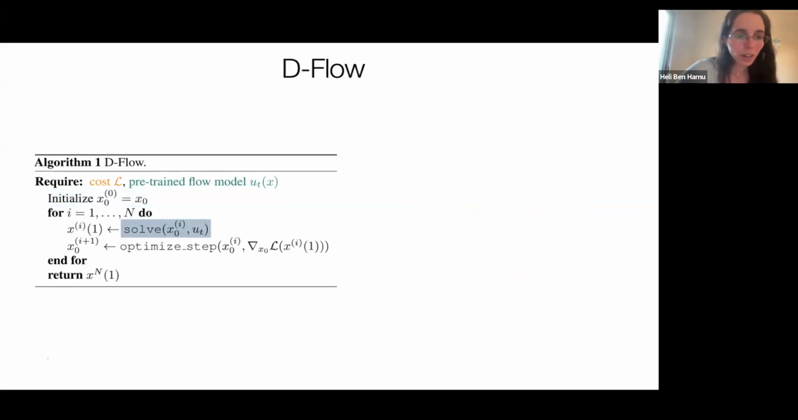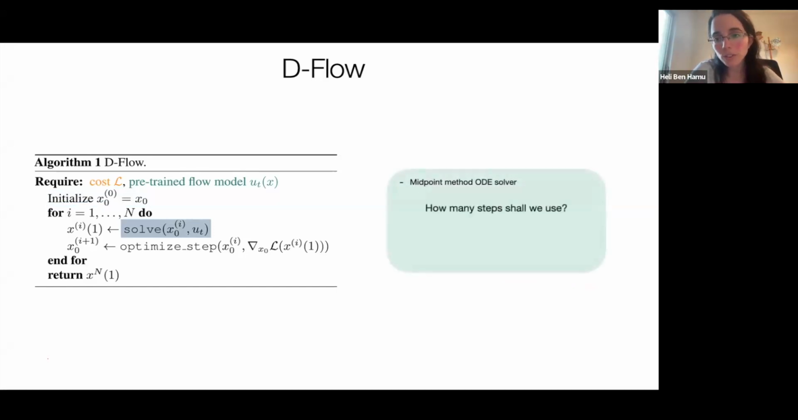Now, the second algorithmic choice that we had to make, which was already asked by our crowd here, is how do we solve the ODE at each step? How many steps are we going to take and what method are we going to use? So in all experiments, we use the midpoint method ODE solver. It's a pretty simple one, off the shelf. I'm not going to go into details about that.